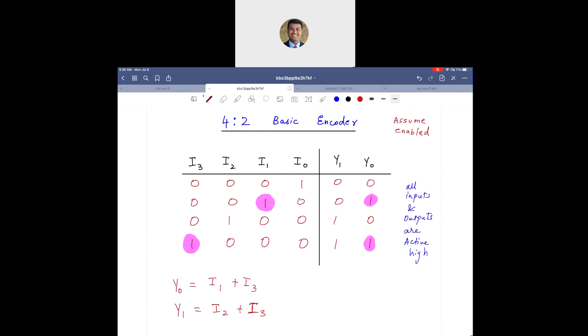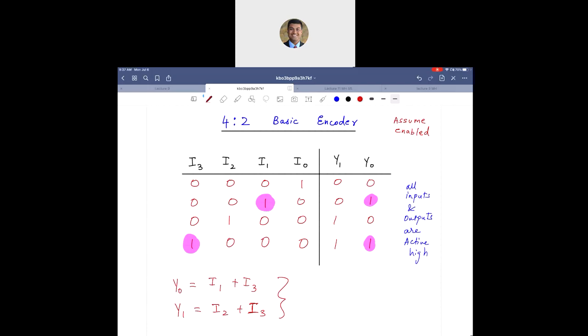Now, looking at these two things, is there something that is bothering you guys when you look at these two statements? Yeah, but we are only worried about the case where only one input is active, right? So it's only focusing on the four cases here. Those four cases are being captured in the two expressions for Y0 and Y1.